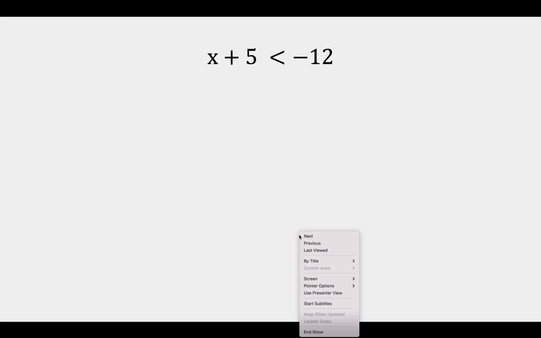At this point, let's go ahead and work through some of the practice problems that they give us in our textbook. This one that you see on the screen is the same one that's listed on page 204 of your textbook. And it says x plus 5 is less than negative 12. What does that actually mean, though, in just basic terms?